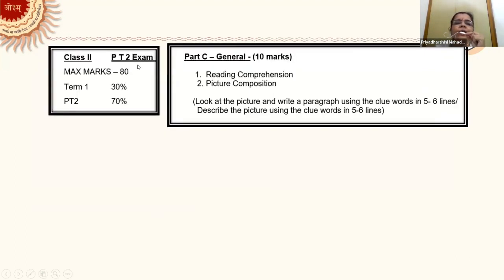So PT2 exams, again it is for 80 marks. So for class 2 also PT1 50, PT2, PT3 80 marks, term 1, term 2 again 80 marks. And this part C general thing alone will be changing. See, in the first term we will have reading comprehension and picture comprehension. For term 2 we will have picture composition. Picture composition is different. What we discuss now in today's session, that is picture composition. Where the picture will be given, we will ask them to write a paragraph using the clue words.